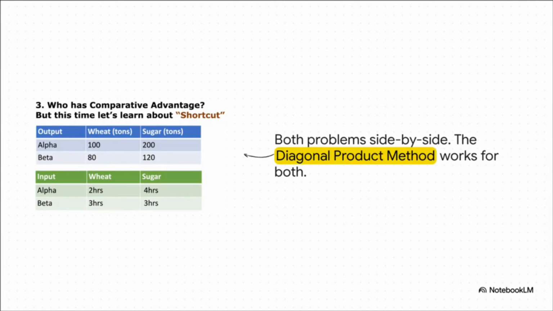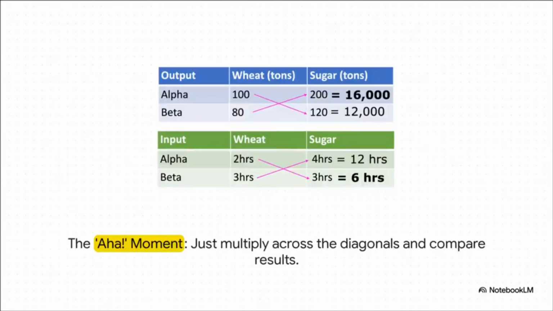It's called the diagonal product method. And here it is. This is the big aha moment. For both types of problems, all you do is multiply the numbers diagonally. So in the output table, we multiply Alpha's wheat, 100, by Beta's sugar, 120, and we get 12,000. Then we multiply Beta's wheat, 80, by Alpha's sugar, 200, and we get 16,000. That's it. That's all the math you have to do.